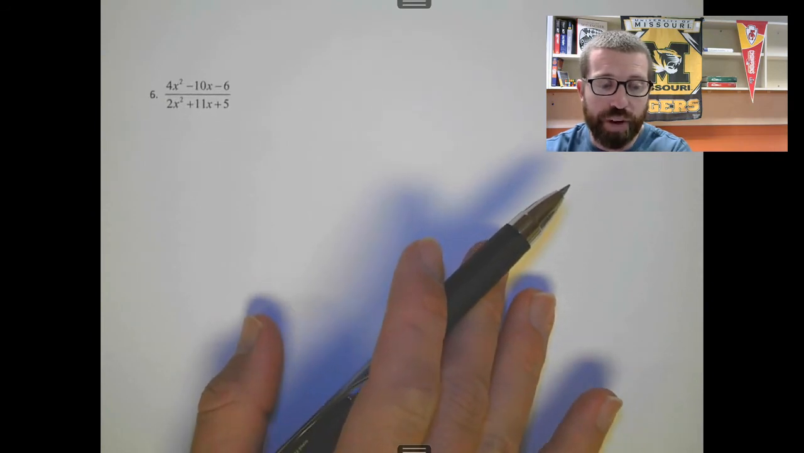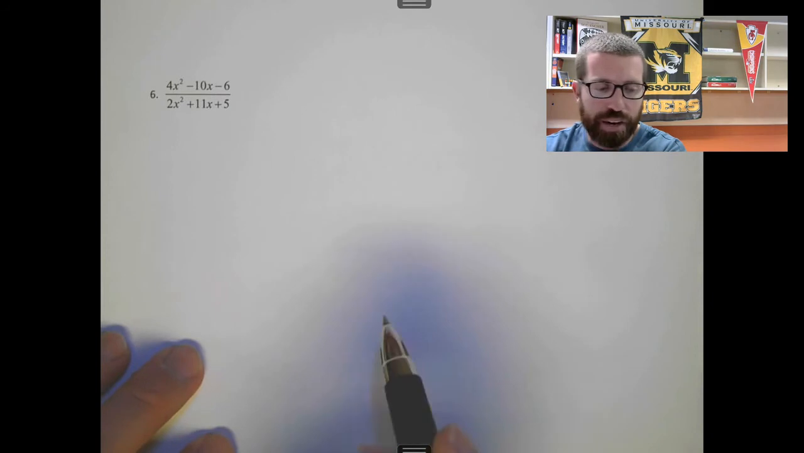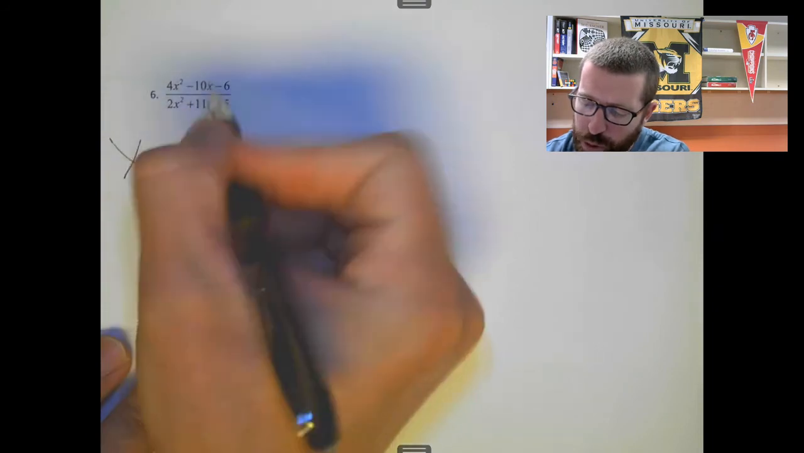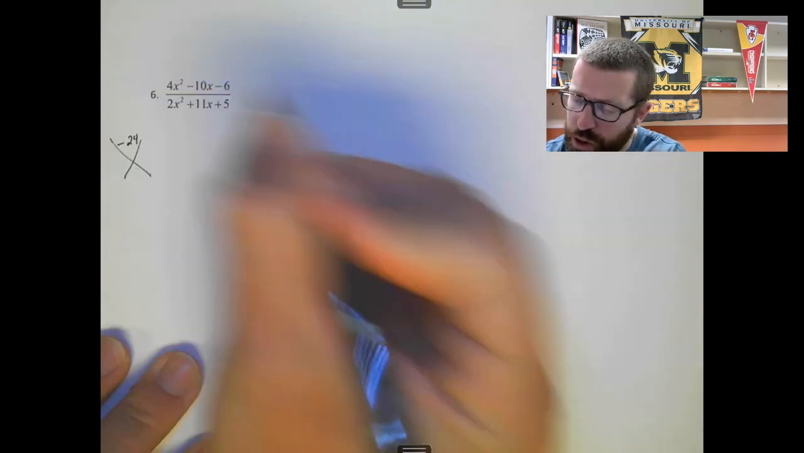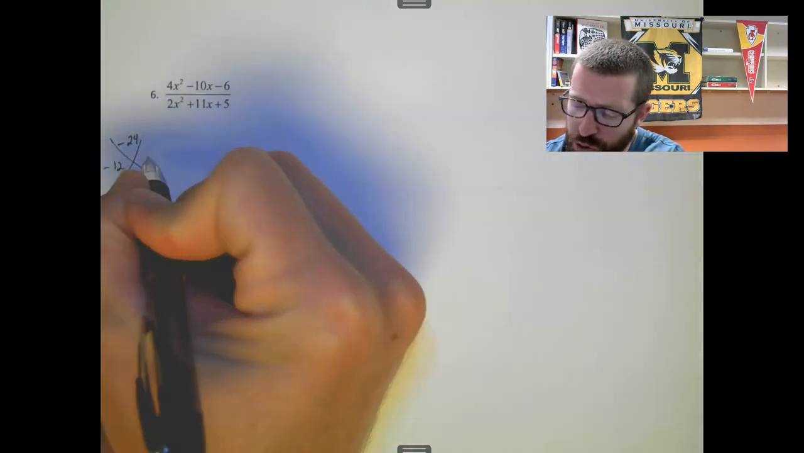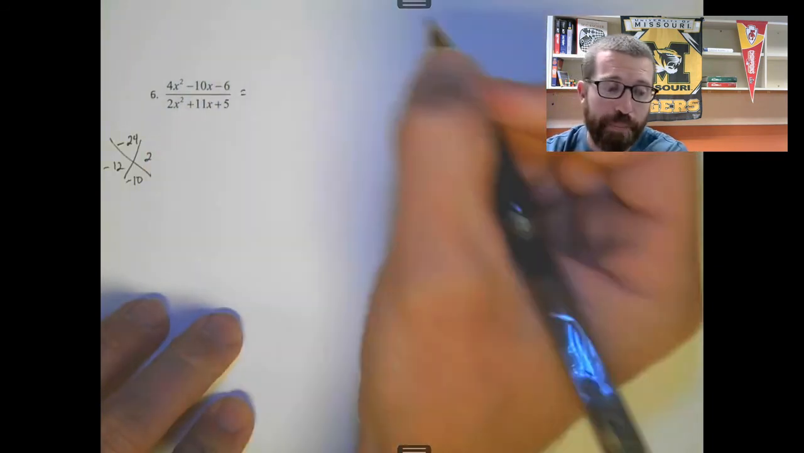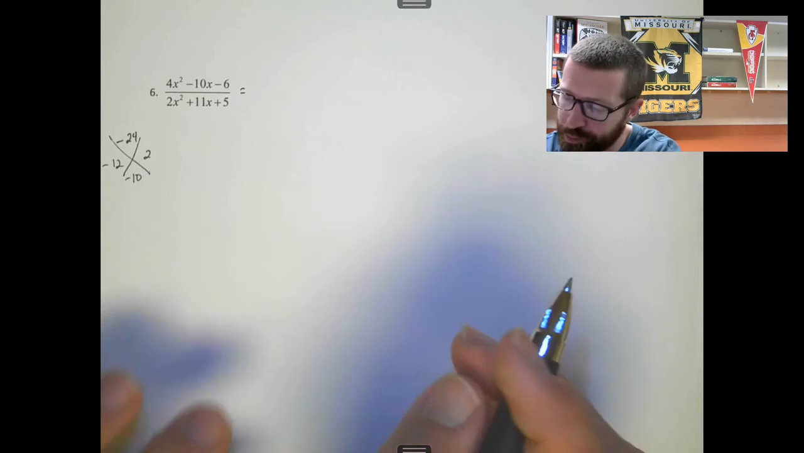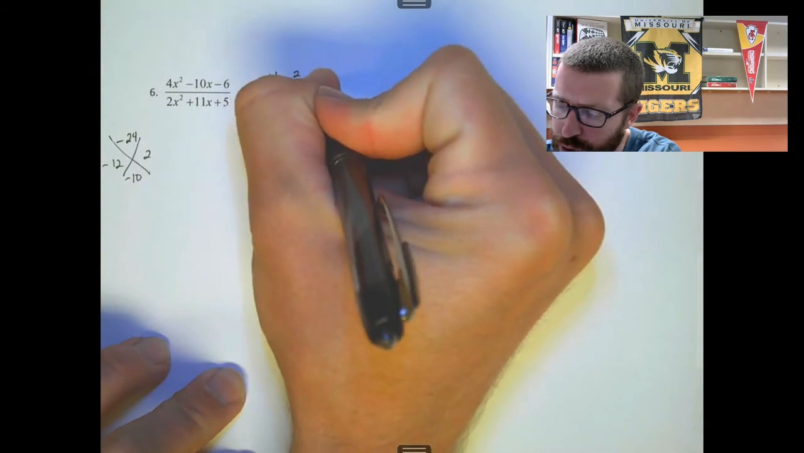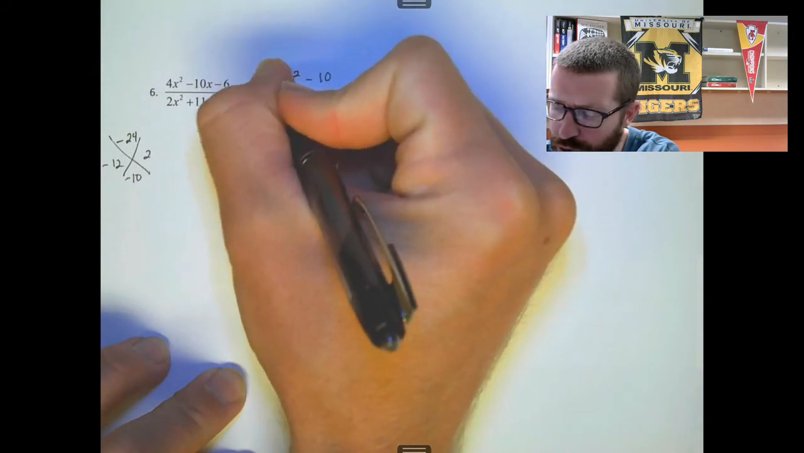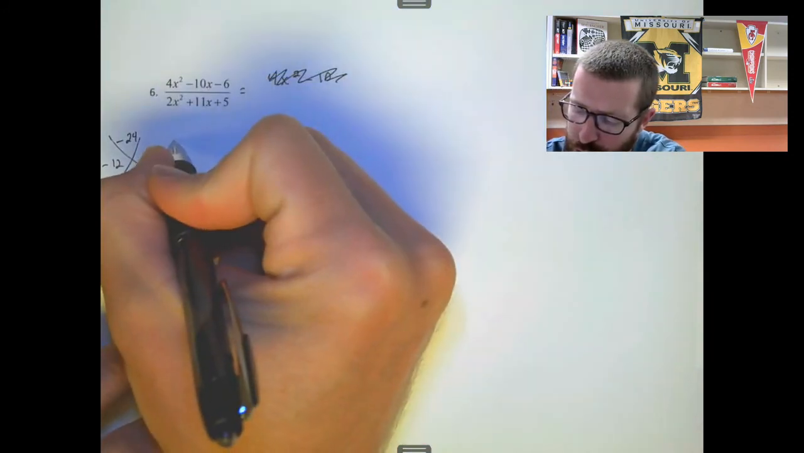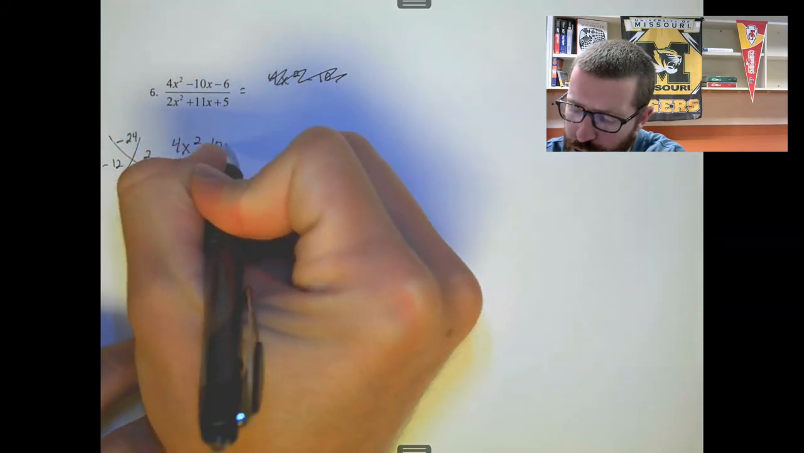Okay, let's look at one more where we're factoring. A lot of factoring here. Let's put some factoring down here. We need two numbers that multiply to -24 and add to -10. Those are -12 and 2. On top we have 4x squared minus 10x. Actually, let's factor this off to the side. Let's do it down here: 4x squared minus 10x minus 6.